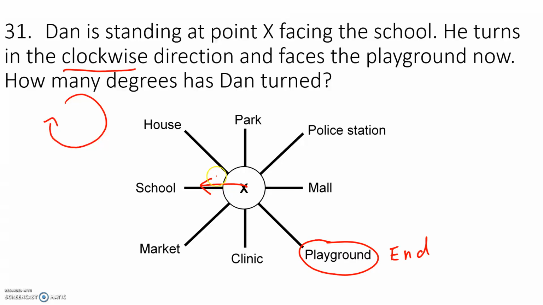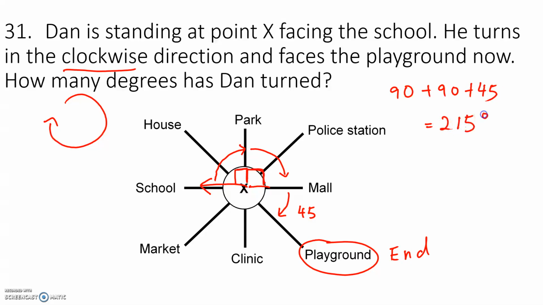So you do an anti-clockwise, meaning you're going to turn to the park, which gives you a 90. Okay. And we're going to turn another round of 90. And we are going to do a half turn of 45. So we had a 90 and we have a 45. This gives us a total of 215 as the answer.